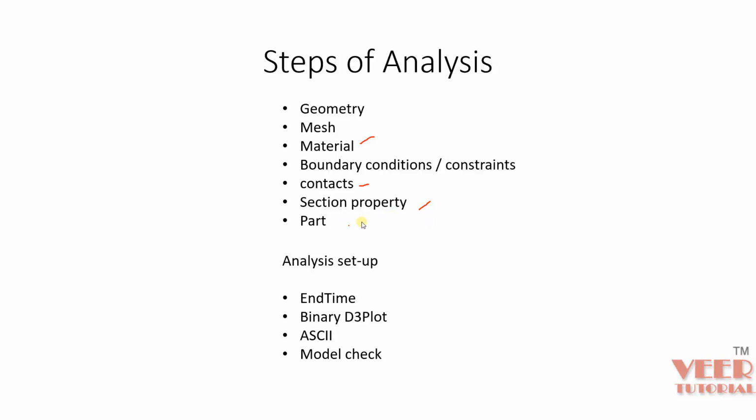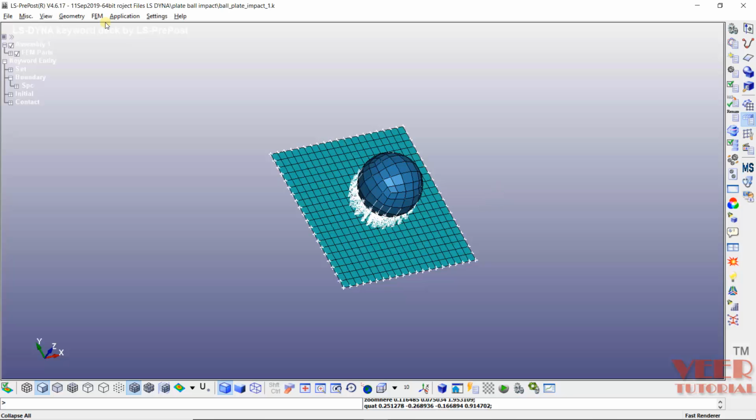After that we need to create section property and part. So basically in this section property and part, we are going to apply all the properties like shell property, solid property, material to individual part. So I will go to LS DYNA once again. First we need to create the section. So I will go to FEM.